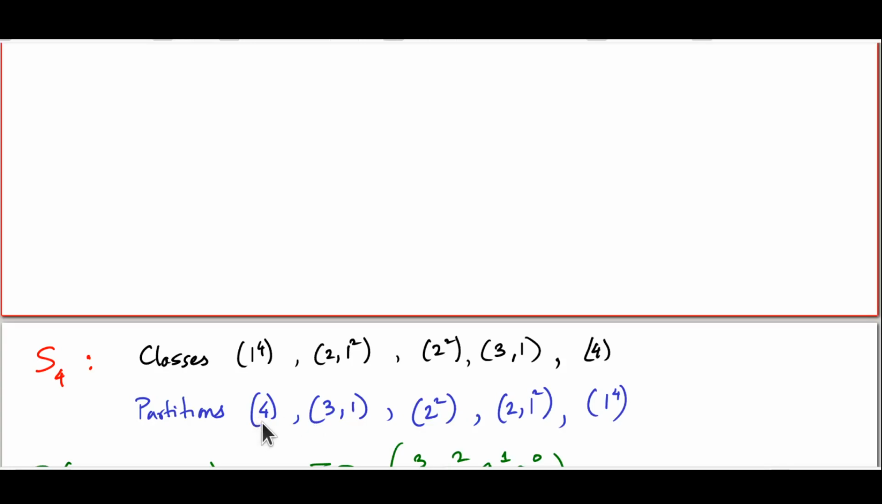The partitions are actually labeled in the reverse order using the same breakup. You have a partition of 4 into 4 alone. Then you have 3 plus 1, 2 plus 2, 2 plus 1 plus 1, 1 plus 1 plus 1 plus 1, which I have written as 1 to the 4 here. So notice that we are going to write the partitions in the reverse order to the classes using the same breakup, and that's going to give us the character table in a rather neat form.